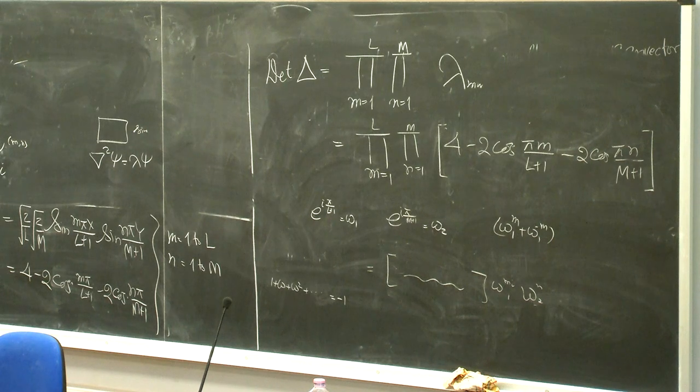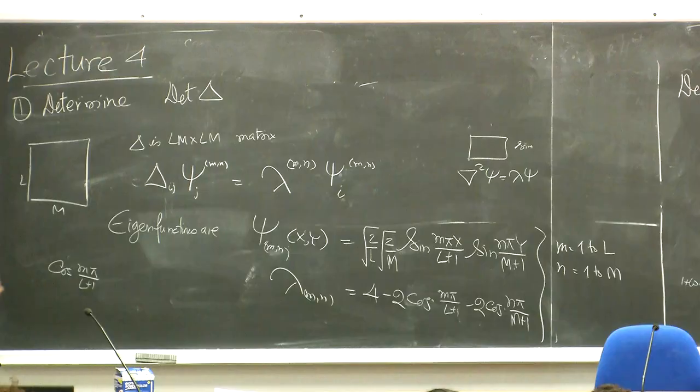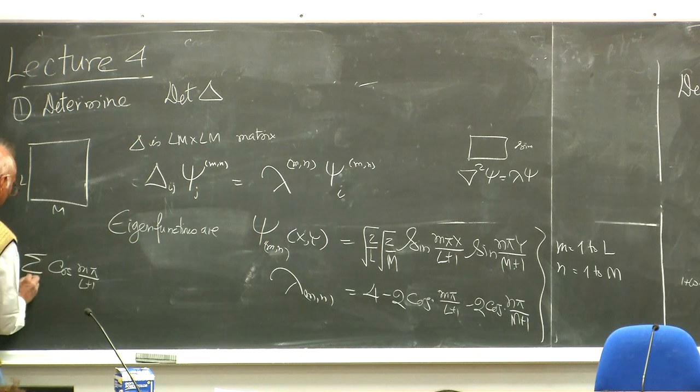Okay? The sum of the roots is a much simpler function than the roots themselves. So cosine of m pi over l plus 1 is a very bad function for general values of l. But summation over m equal to 1 to l of this is a very nice and simple function.